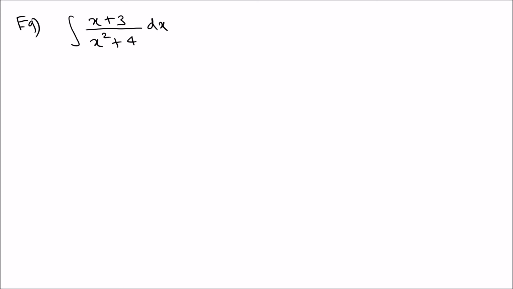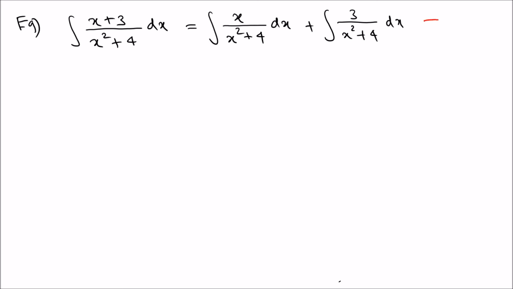Something like that. You can see that the top is not the derivative of the bottom function, so you cannot directly use the technique that we were doing. But what you can do, as the first step, is split this into two integrals. So we can write this one as the integral of x over x squared plus 4 dx, plus the integral of 3 over x squared plus 4 dx. So what we did is we split them.